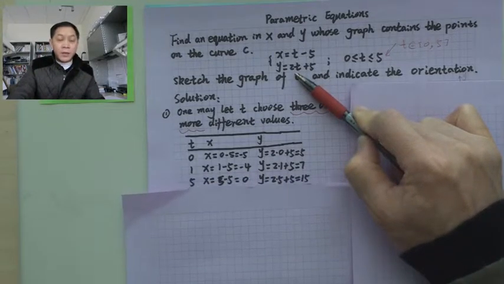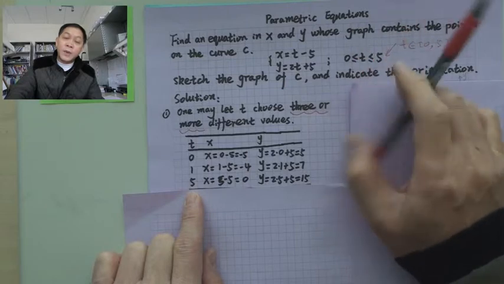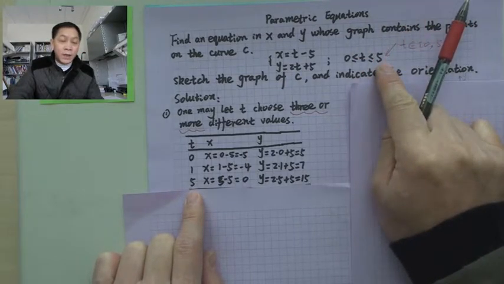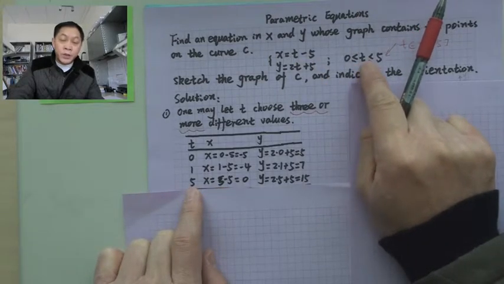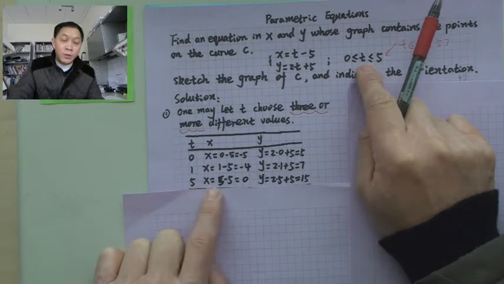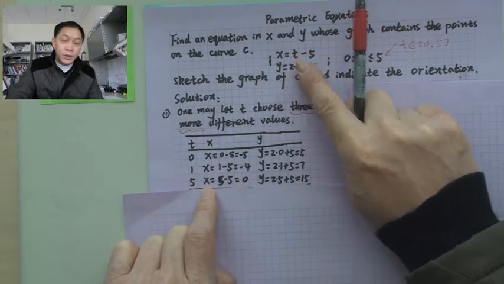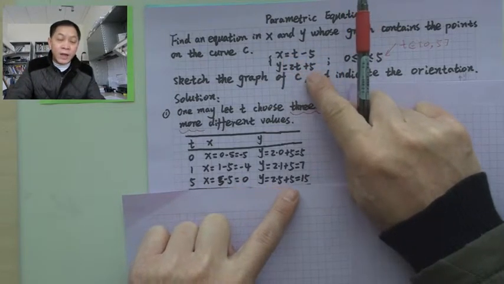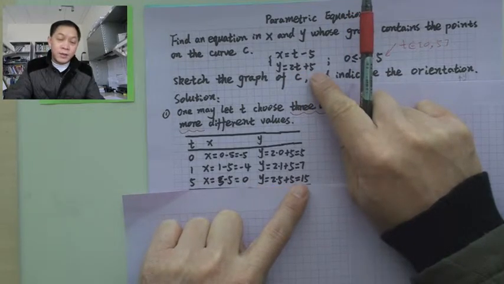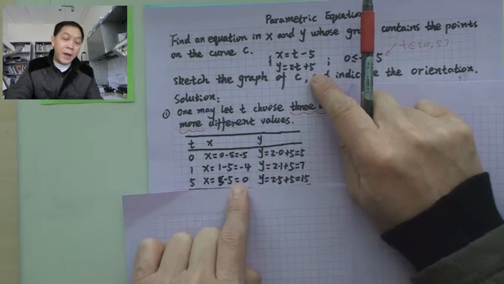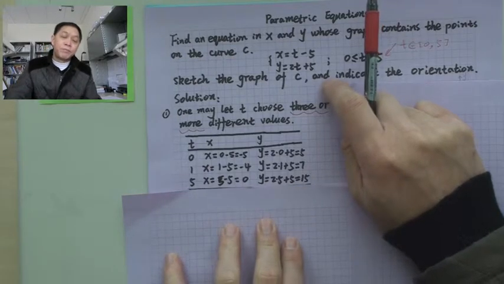Now, step 3, the third value we are going to choose is the last one, 5. The last value we choose for t is 5. So when t is 5, 5 minus 5 is 0 for x. And then 2 times 5 plus 5: 2 times 5 is 10, plus 5 is 15. So here we have another pair: (0, 15) is on the graph.